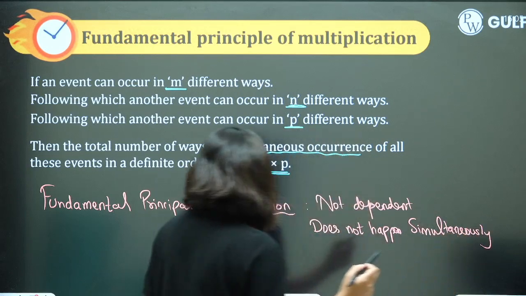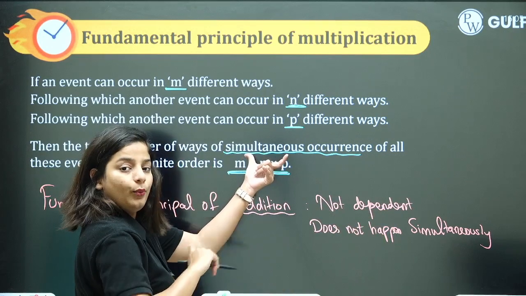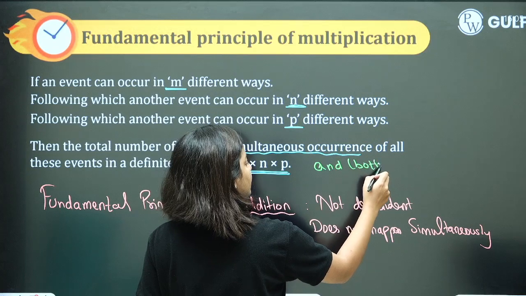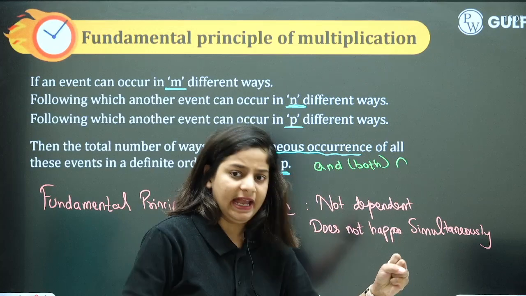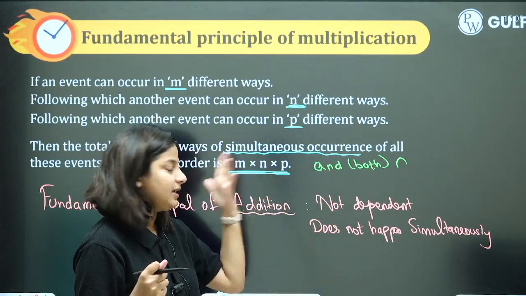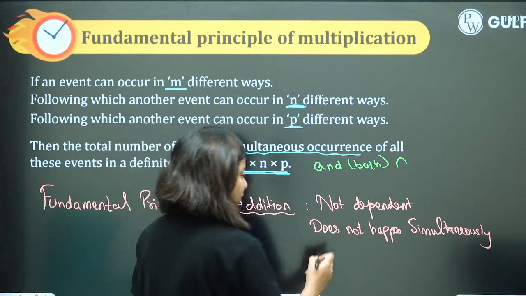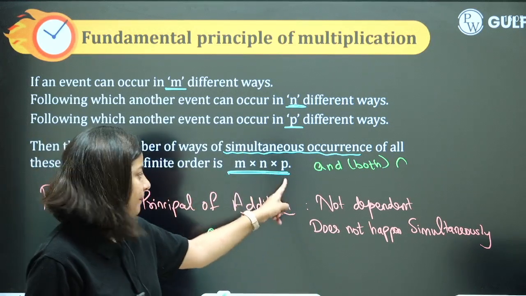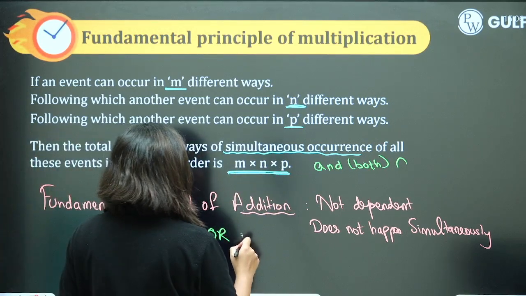I will give you two keywords to solve questions whenever you get confused. When to do multiplication? Whenever there is the word "and", meaning both, we do multiplication. If you see event A and event B happening, multiply. If you see event A or event B happening, the word "or", you will go for addition: M plus N plus P. It's your union.